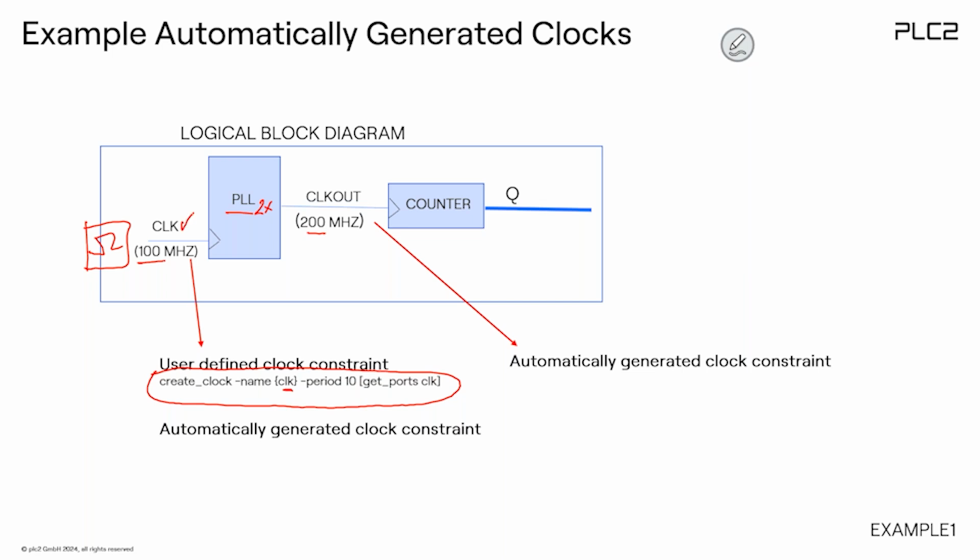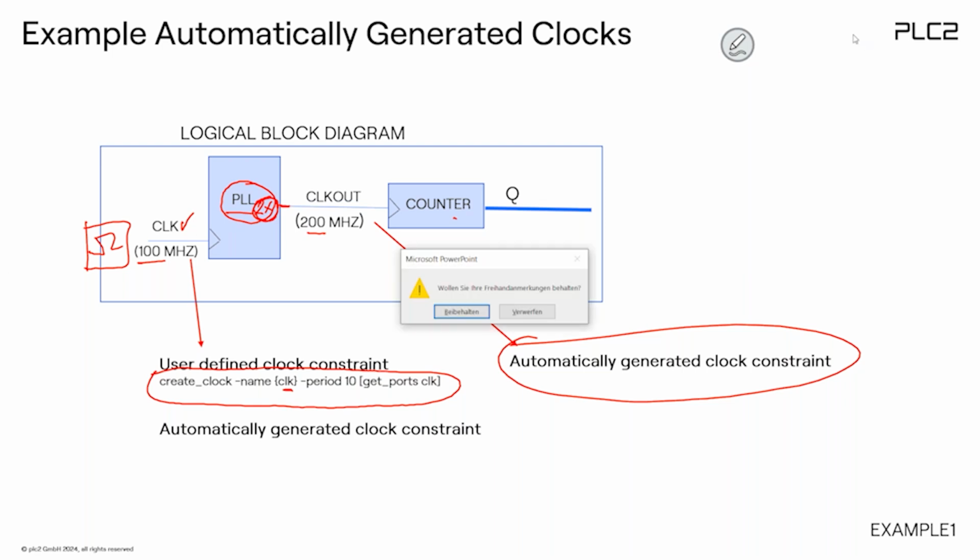That's all. If you now start the implementation and timing analysis, Vivado will understand, oh, this is a PLL. Vivado looks at the specification, at the attributes of the PLL. Vivado will understand, yeah, I'm generating the clock signal with double frequency. It will automatically generate this clock signal and use it for the timing analysis. It's very, very nice.